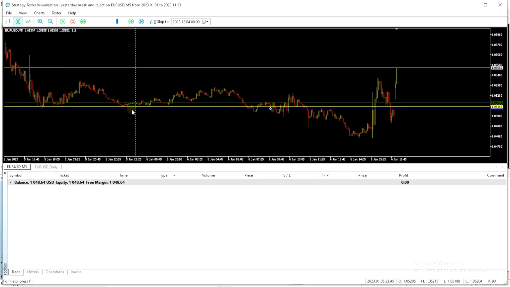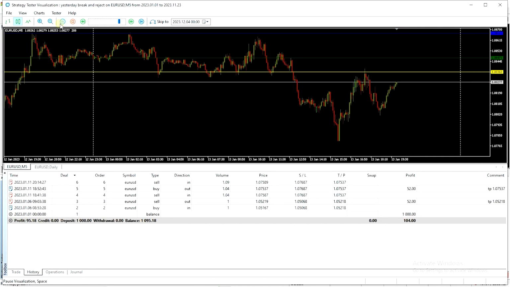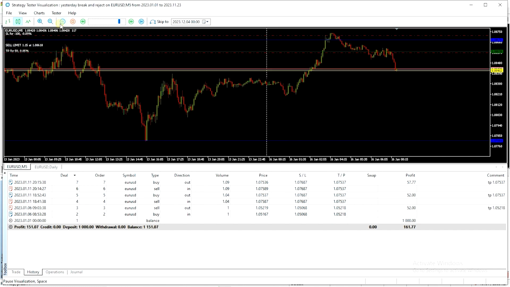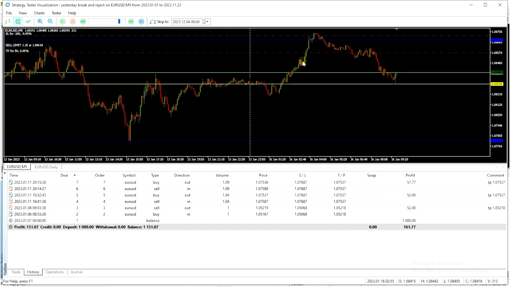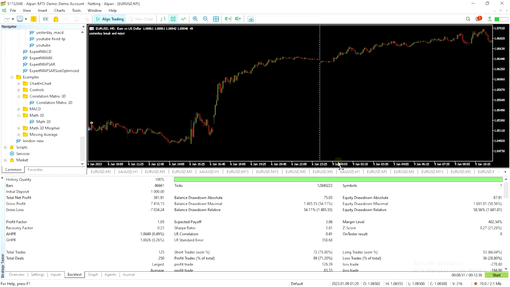So here the blue line is the lowest price of yesterday, and the price falls below it, is rejected, goes above it and creates a range bound here, and it opened a buy at the low of this range. Here again it breaks yesterday's highest price, returns back and creates a range here, and it opened a sell position. It had 38% profit for M5.